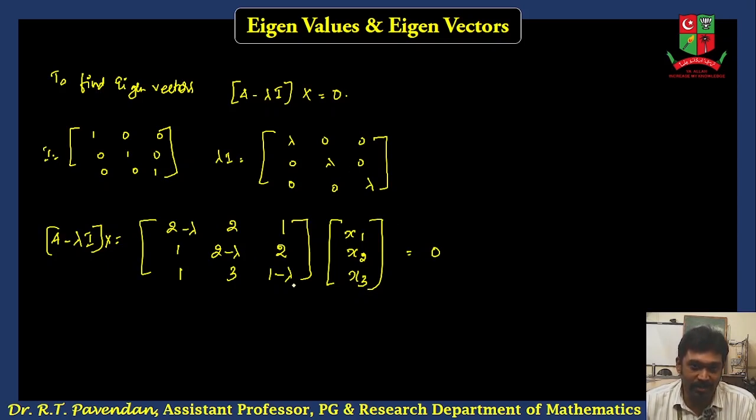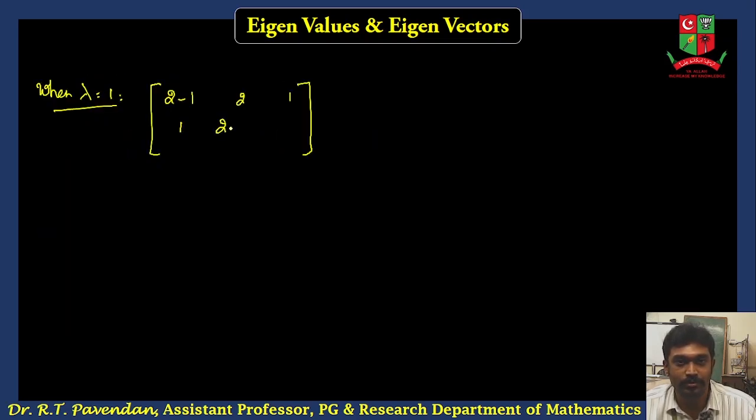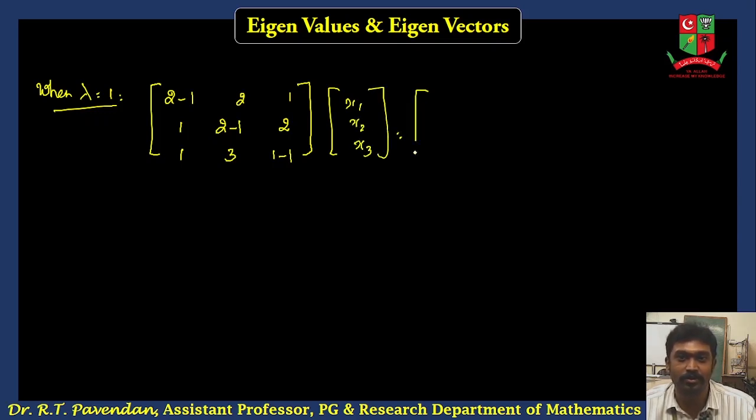For all these lambda values, we have already obtained 3 lambda values. We are going to substitute them one by one, get the equations, and solve them to get the corresponding eigenvector. So when lambda is equal to 1, we substitute 1 in place of lambda. That is 2 minus 1, 2, 1; 1, 2 minus 1, 2; 1, 3, 1 minus 1, times x1, x2, x3, and this has to be equated to the column matrix of all zeros.